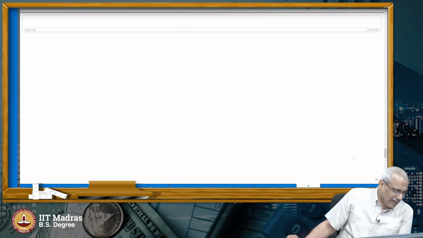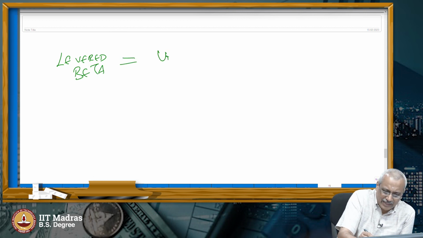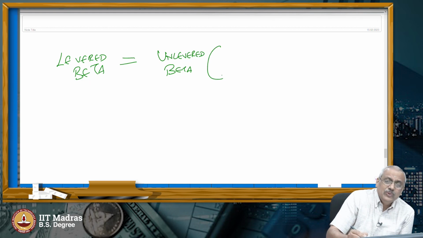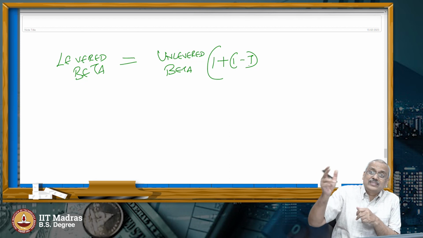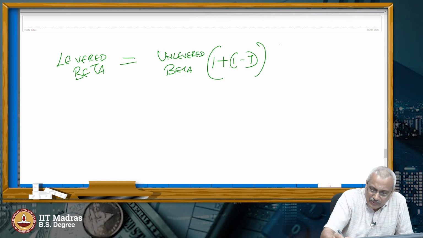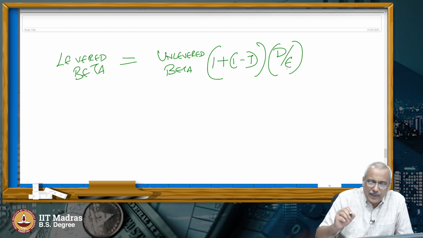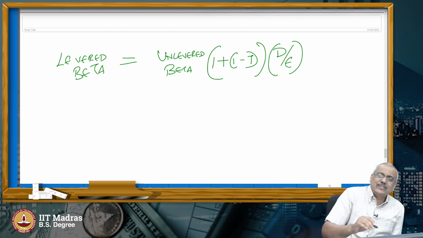Now how do we do that? When we say levered beta, it is equal to unlevered beta into 1 plus 1 minus tax rate, because we have to take out the tax advantage which you will receive because of the debt, into what is called debt by equity. What am I doing? I am taking out the tax advantage here, 1 plus 1 minus t.